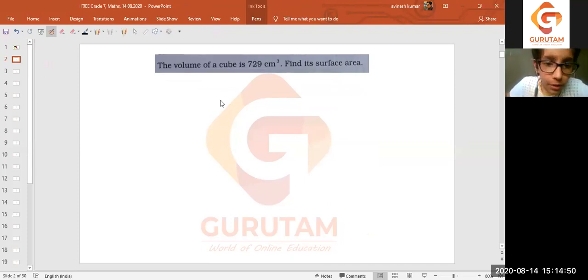Volume of a cube is 729. So what is the formula for volume of a cube? Volume of a cube is equal to side cubed. Consider the side of the cube is A. So A cubed is equal to 729. For surface area, you need the side value, right? We can find the cube root of this. Correct, so find that first.